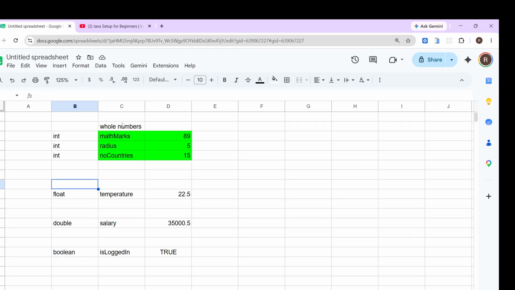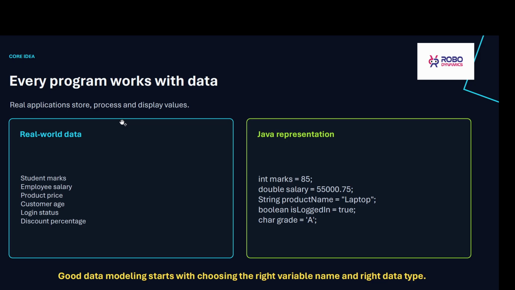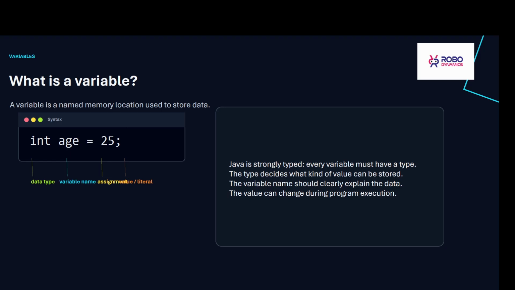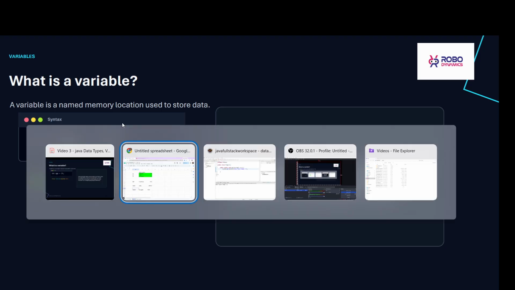So int is one type of data type, float is another kind of data type, double is one kind of data type, and boolean is another type of data type. Okay, so different data are represented with different types. So whenever you are declaring a variable, you need to define the data type also.